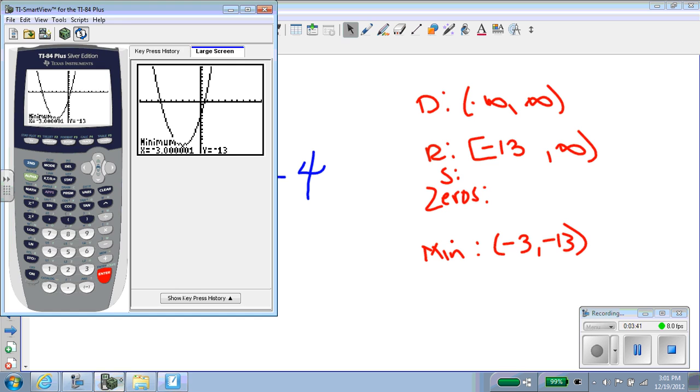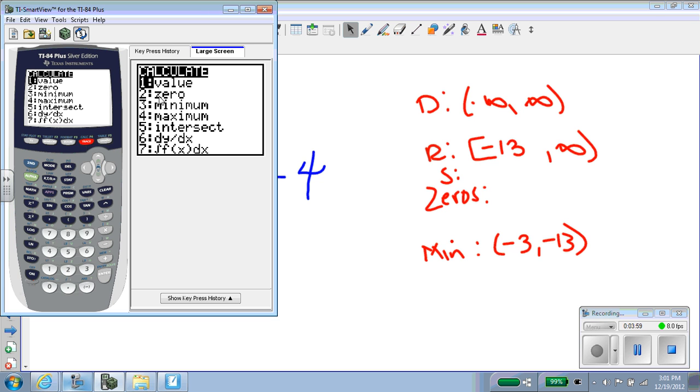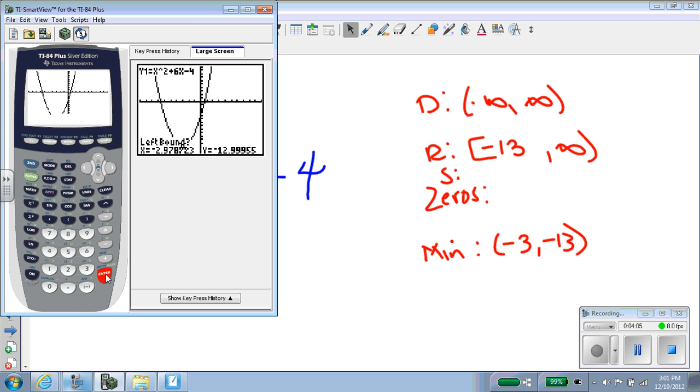Let's go back to the picture. It did not have any symmetry, but it does have a couple of x-intercepts, a couple of zeros. So let's talk about how we find those. Again, we use our calculate menu, second function of trace, which is calculate. And the function is actually called find a zero. That's to find an x-intercept.